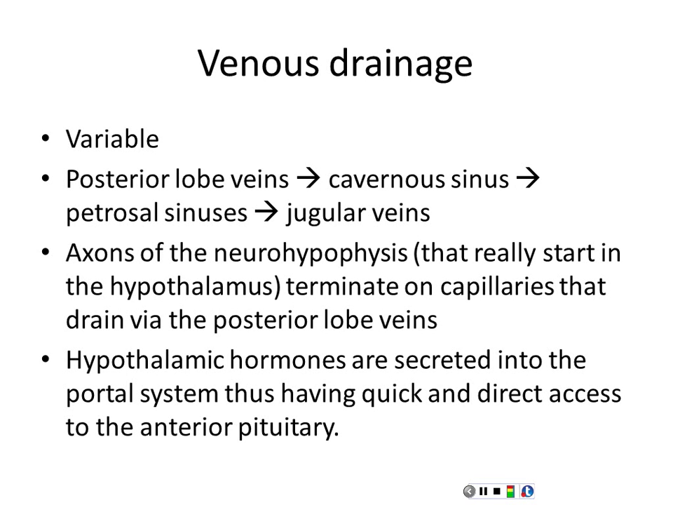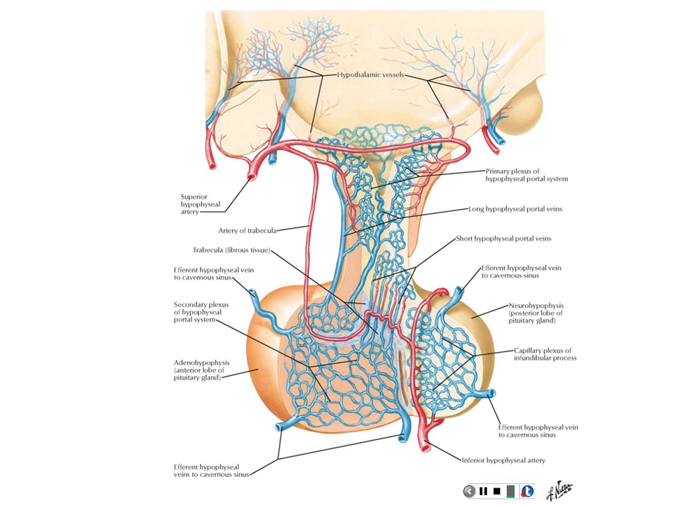The posterior lobe veins drain into the cavernous sinus, which drains into the petrosal sinuses, which drain into the jugular veins, which ultimately drain to the brachiocephalic veins, and then into the superior vena cava, the SVC, and then into the heart. So the axons of the neurohypophysis, which really start in the hypothalamus, terminate on capillaries that drain via the posterior lobe veins. And the hypothalamic hormones are secreted into the portal system, thus having quick and direct access to the anterior pituitary. So here is another picture from Netters.